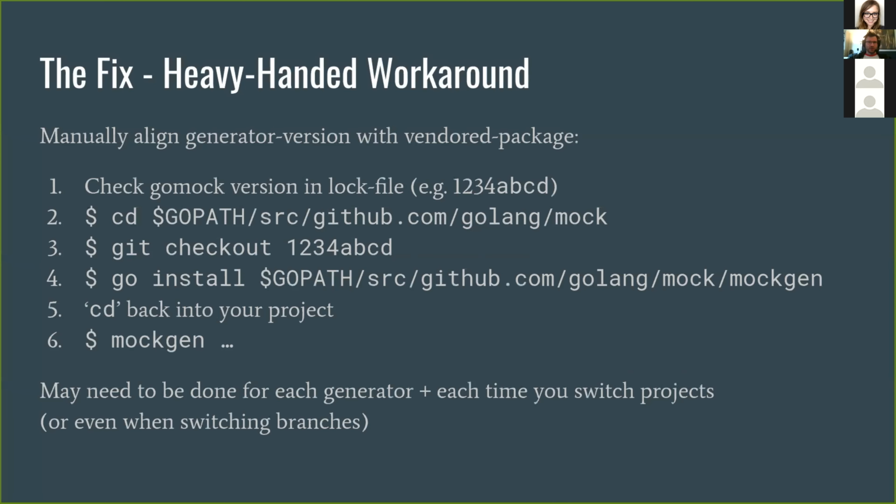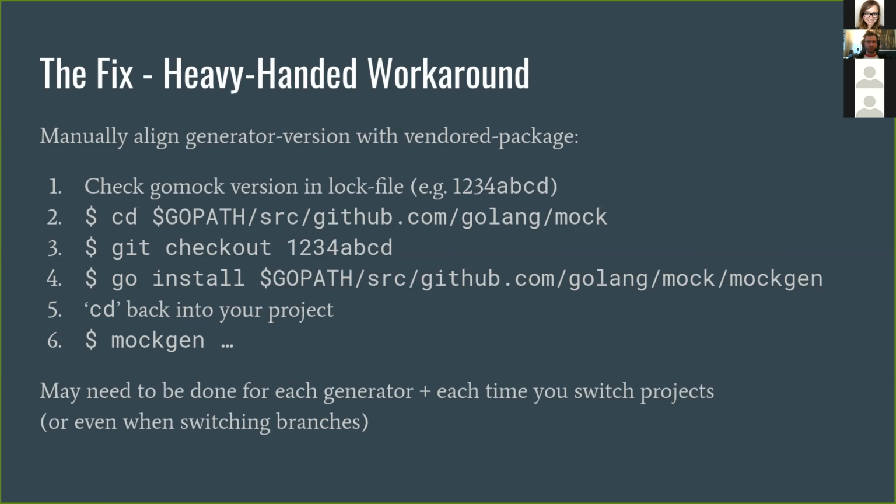So let's imagine we don't want to introduce anything new into our project to fix this. So what we'll do is the heavy-handed workaround. Now, if we run go get, that command will fetch the full repository of something. So we can use that because now we can go back in history and align the versions. In our example for gomock, we first check, don't confuse this with the git command, the version of the gomock package that is in our lock file. Let's say it's 1234ABCD.